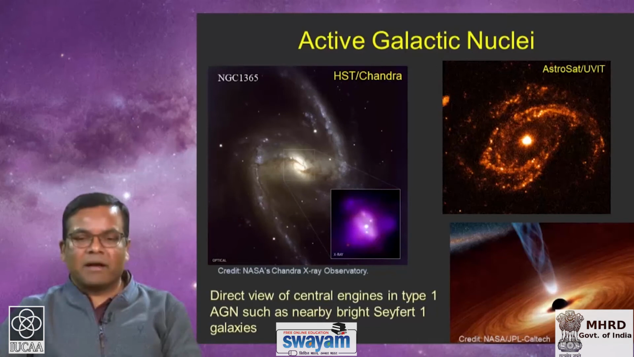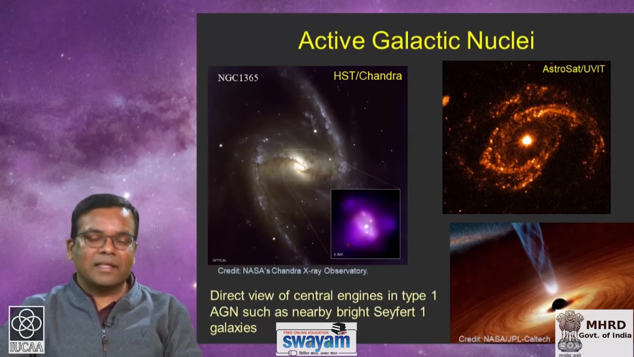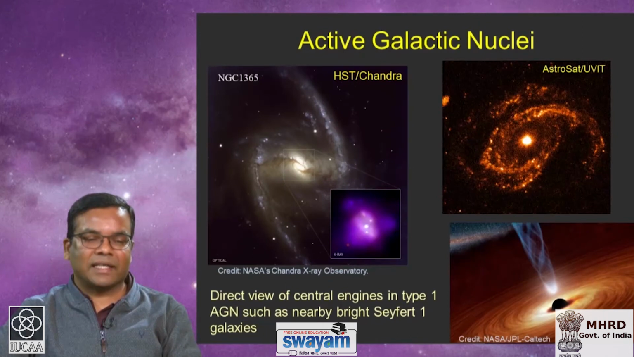The other strong X-ray sources are active galactic nuclei. What are these? These are nuclei of galaxies which are active in some sense. The nuclei of these active galaxies produce a huge amount of electromagnetic power, which is observed in almost the entire electromagnetic wave band. Here is the HST image of NGC 1365, one of these active galaxies.